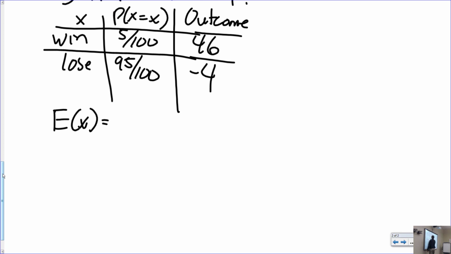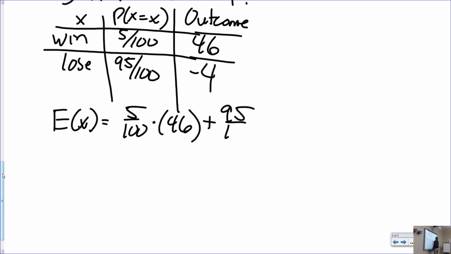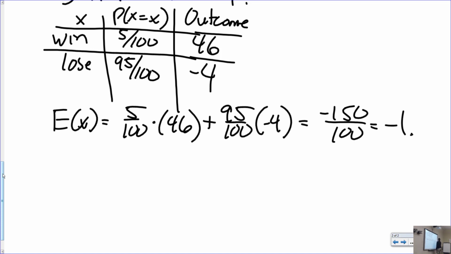Now that you got the pattern, 5/100 times 46 plus 95/100 times -4. That comes to -1.50, right? Why is that? Why is our expected value going down every time?